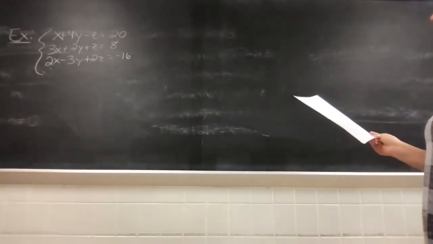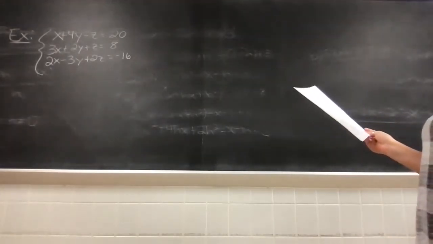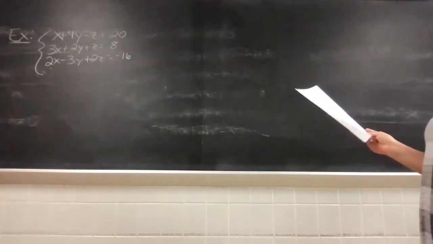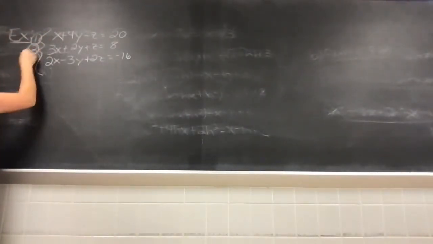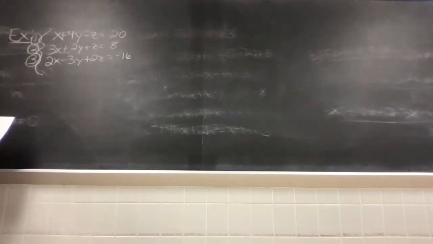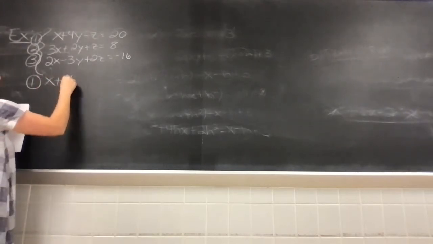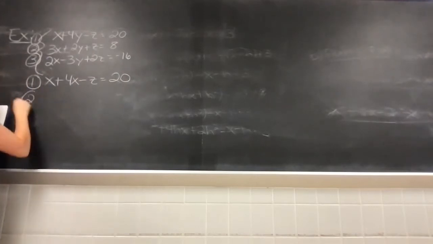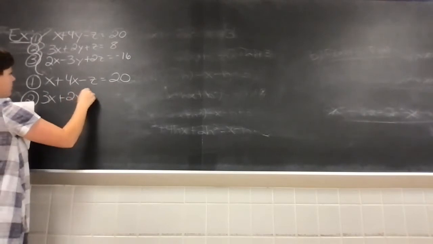We have x plus 4y minus z equals 20. We have 3x plus 2y plus z equals 8. And 2x minus 3y plus 2z equals negative 16. Once again, I'm going to label them 1, 2, and 3. And I'm also going to look at equation 1 and 2 first. I'm just rewriting the first 2 equations by themselves.